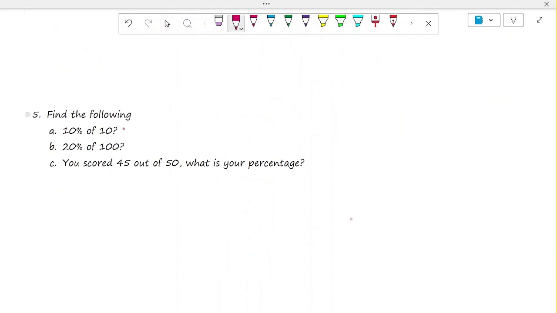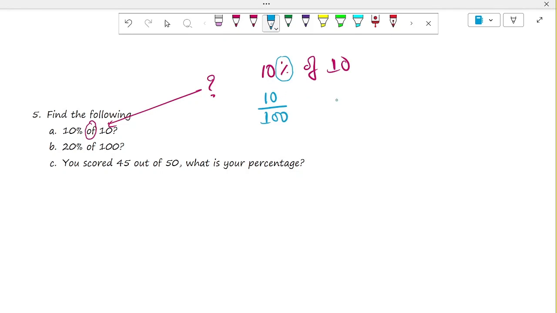Find the following. What is 10% of 10? How do you find this? You all know that of is nothing but a multiplication. So 10% of 10 can be written as what? 10 divided by 100, by removing this percentage symbol. Of is into 10. So this will be equal to what? This is equal to 1. So 10% of 10 is equal to 1.